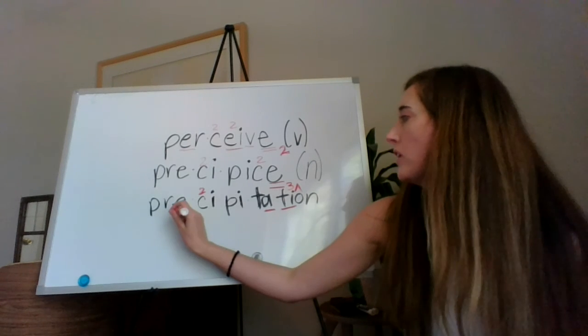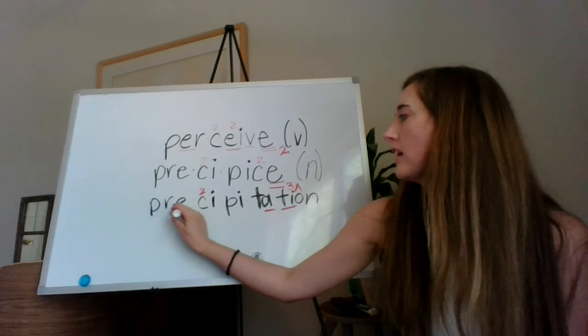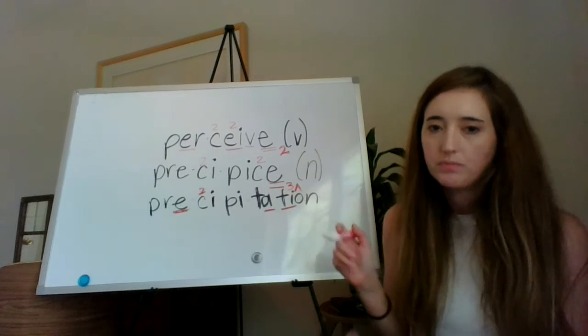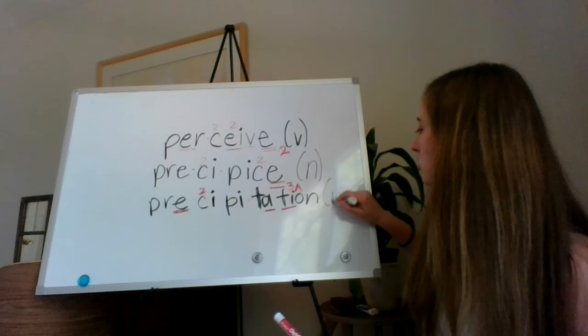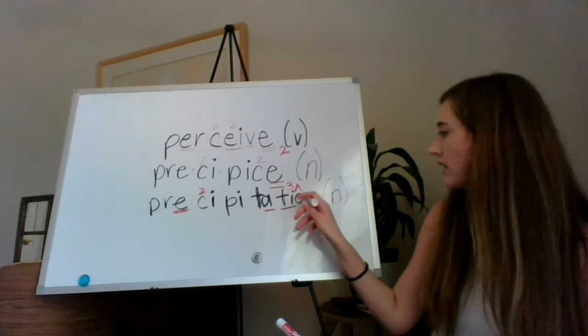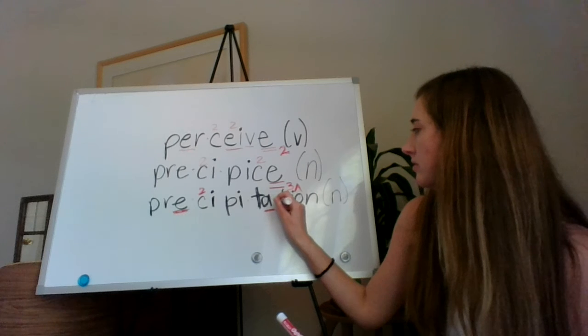Also, I forgot, we are going to underline E saying its name there, precipitation. Guys, precipitation is a noun, just like usual with that shan suffix. It turns it into a noun.